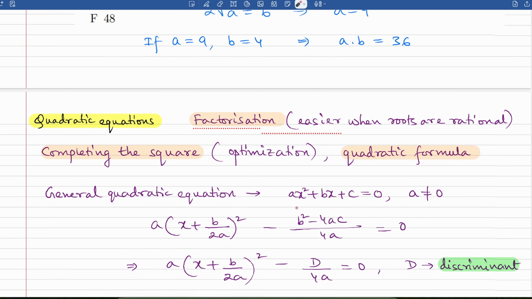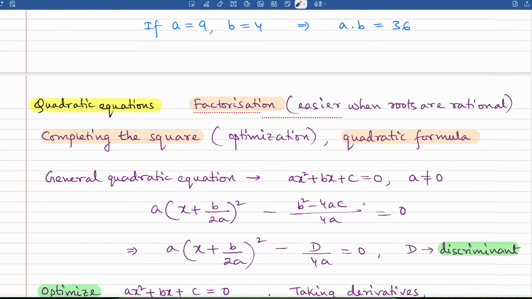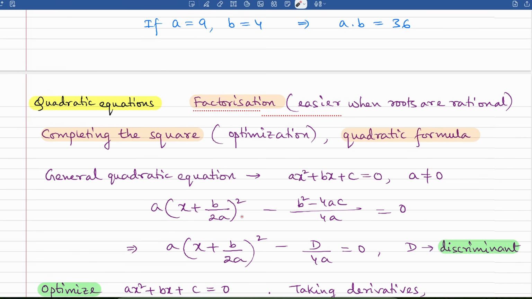So the general quadratic equation is given as ax square plus bx plus c is equal to 0. If I complete the square, I'll get a times x plus b by 2a whole square minus b square minus 4ac by 4a is equal to 0. This b square minus 4ac is the discriminant, right? So I can just write minus d by 4a is equal to 0.